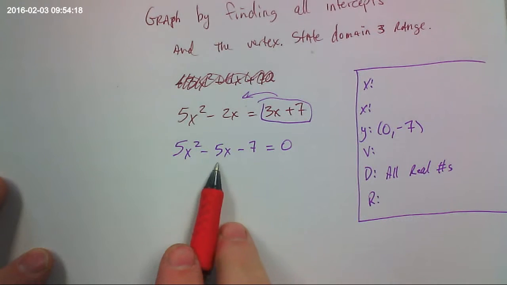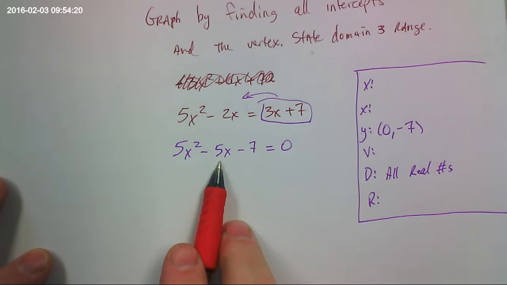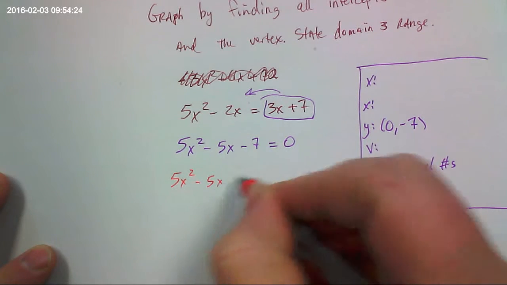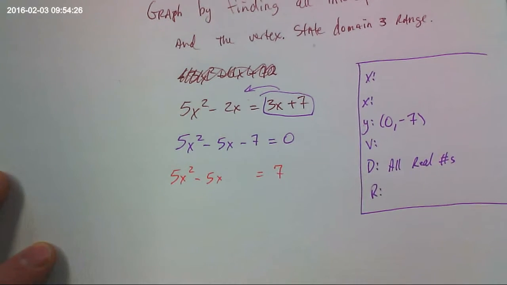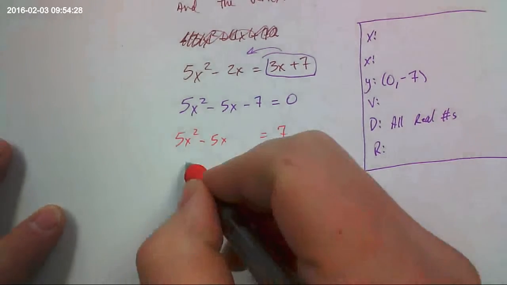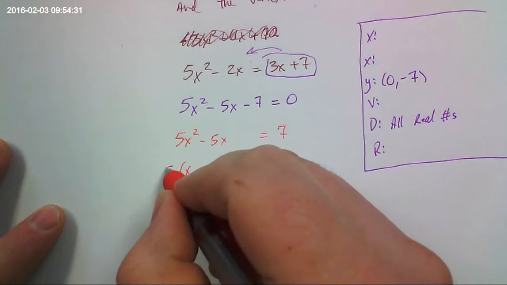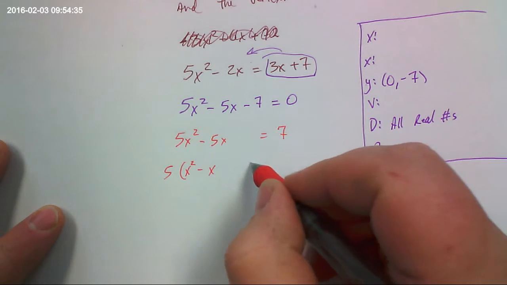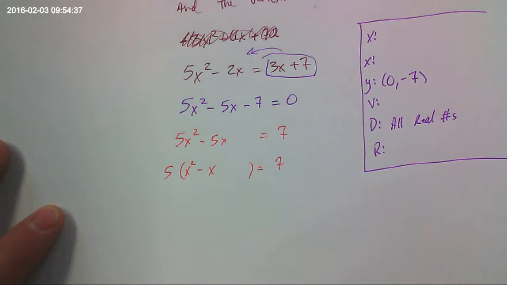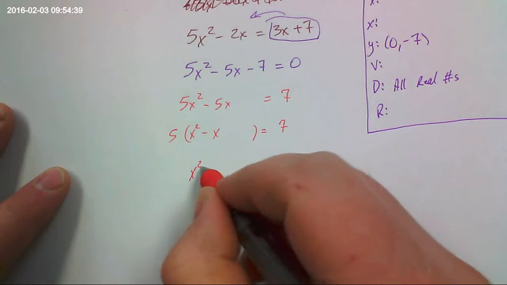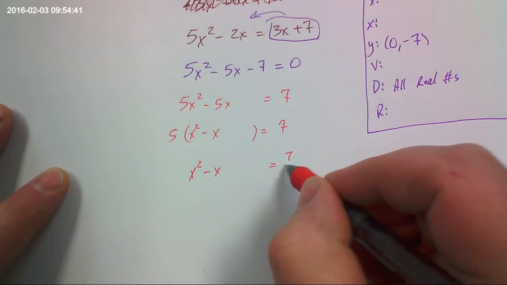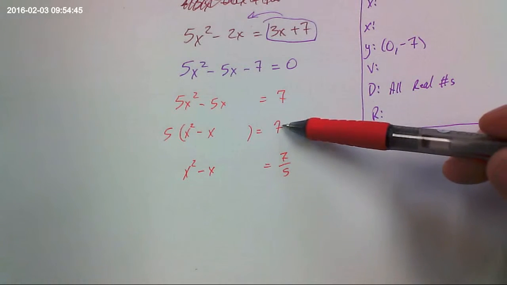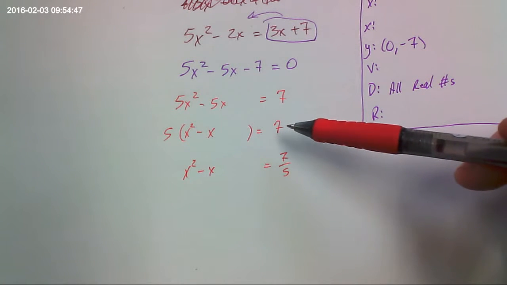Okay, so let's see. Katie, you're having a little trouble with this one, right? With the 5. Okay, so completing the square, you know that you're going to move the 7 first, correct? And then you're going to factor out that 5. Correct? All right. And then you're going to divide both sides by 5.